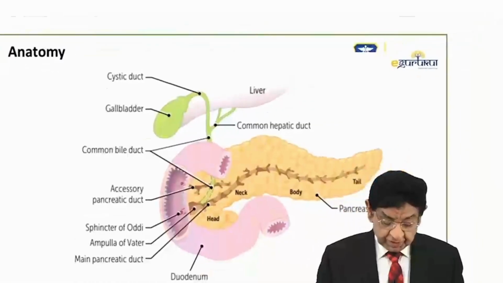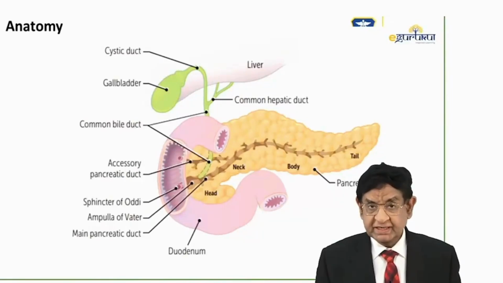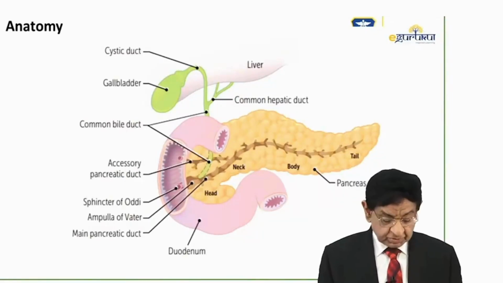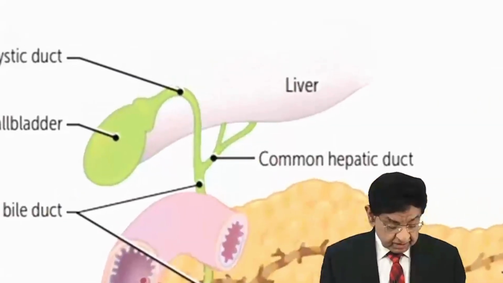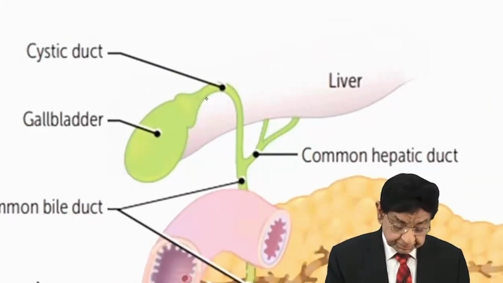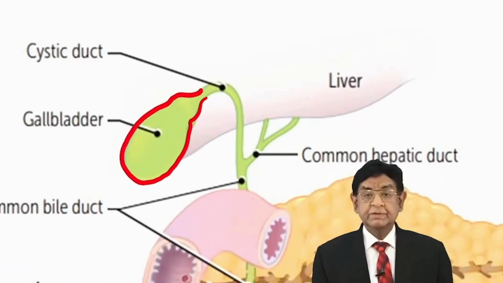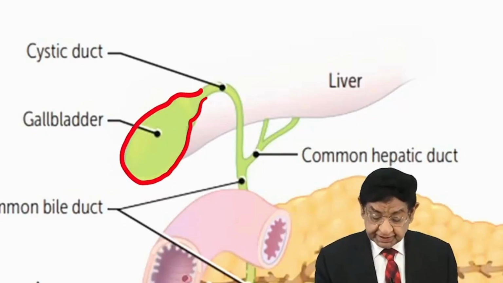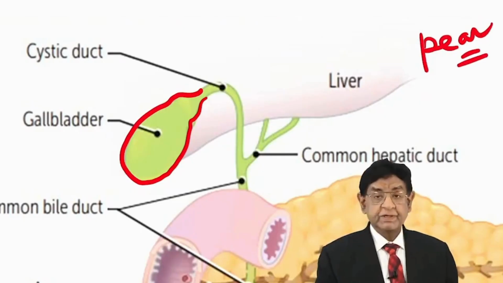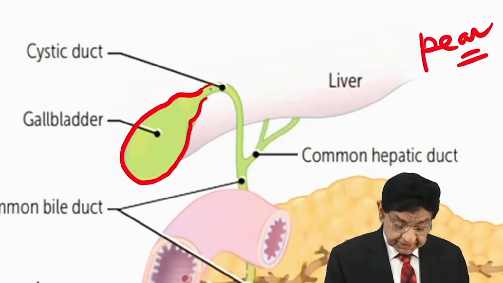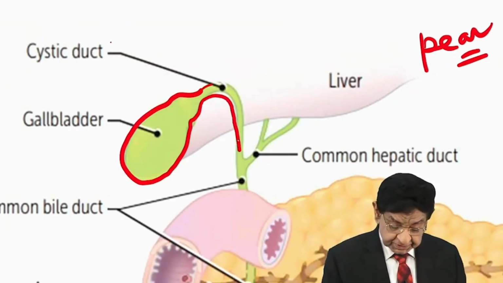Before we really go into the subject of the gallbladder, let's learn the basic anatomy and physiology. Without the basic concept you will not understand. In the anatomy we have the gallbladder, just like the shape of a pear, a lovely fruit, and the duct which drains it is the cystic duct.